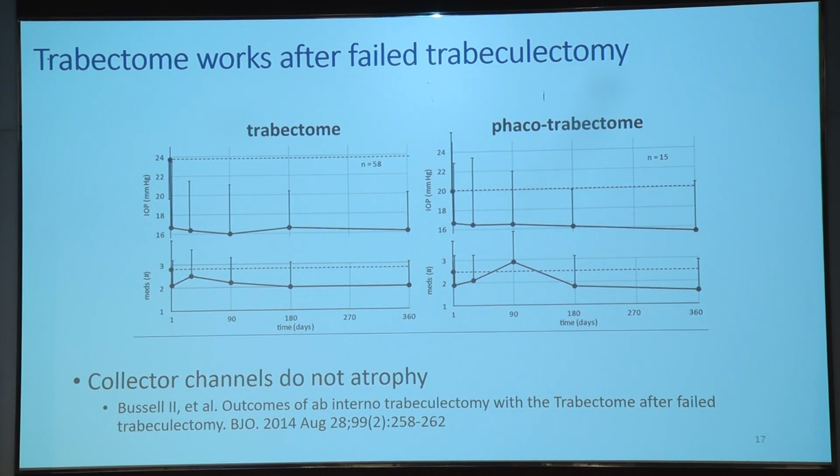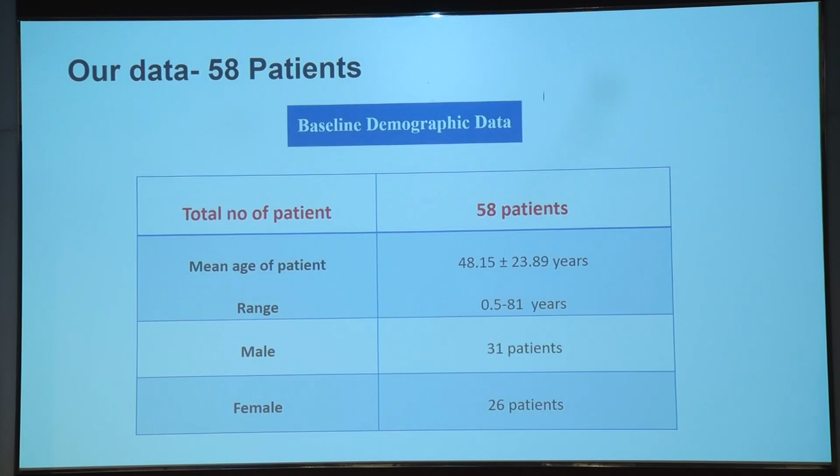Trabectome also works after failed trabeculectomy because collector channels do not atrophy completely. So one can also do trabectome or any angle procedure even after failed trabeculectomy or implants.